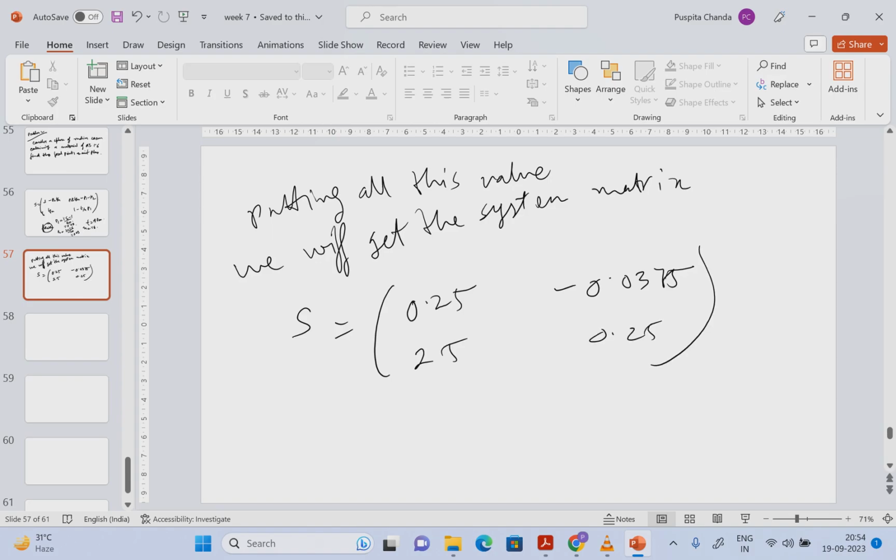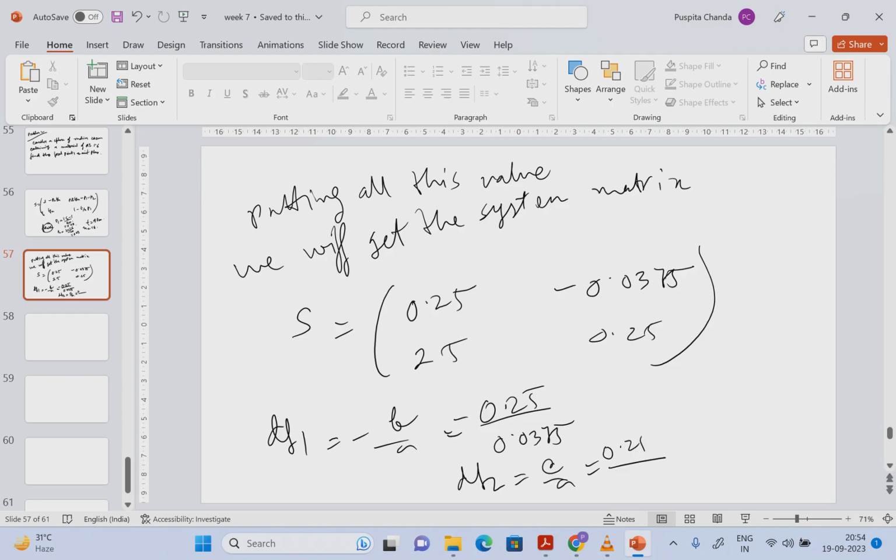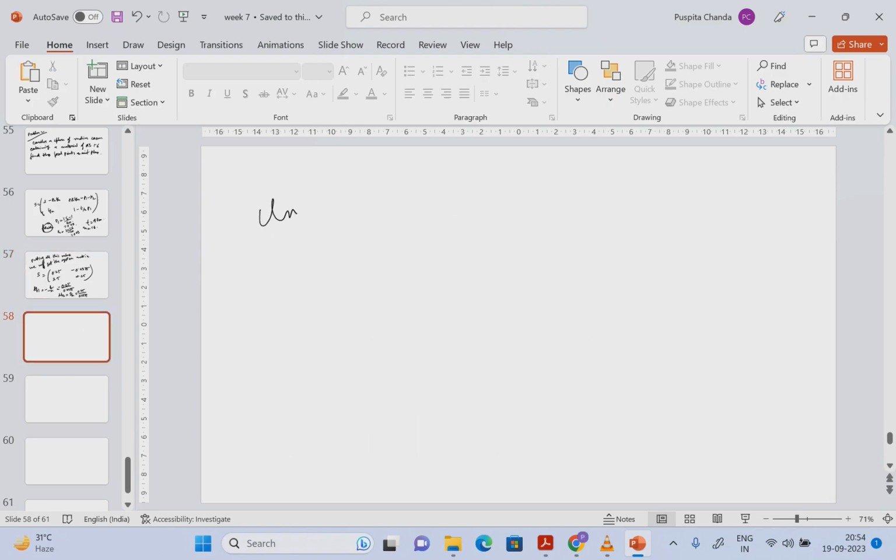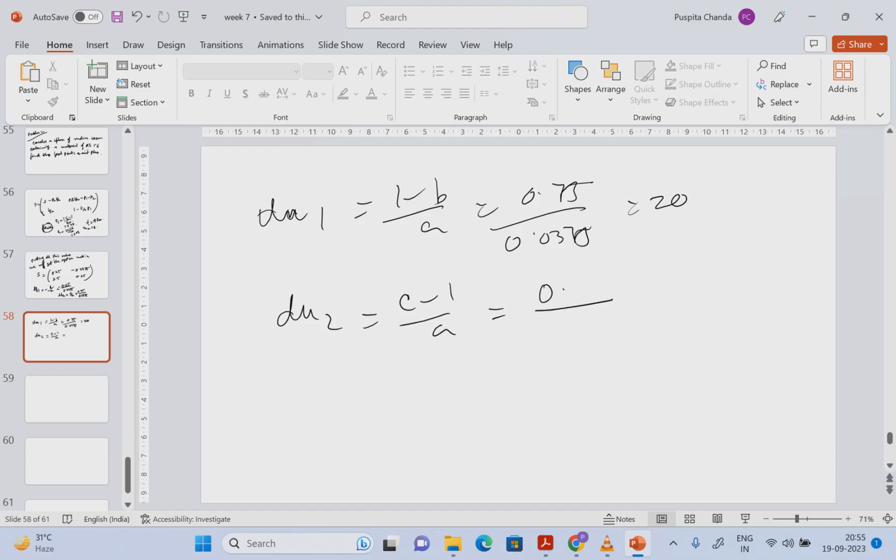Now, the focal point BF1 is equal to minus B by A, which is 0.35 by 0.0375. And BF2 is equal to C by A, which is 0.25 by 0.0375. And DU1 is 1 minus B by A, taking the value 0.75 by 0.0375, which is 20. DU2 is 1 by A, which is 0.25 minus 1 by 0.0375, which is minus 2.